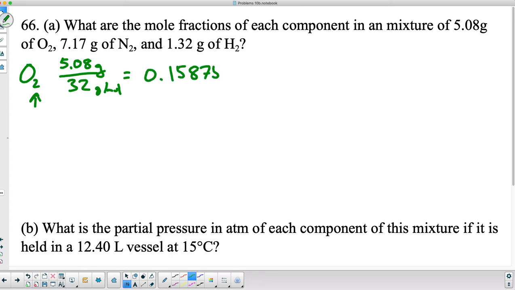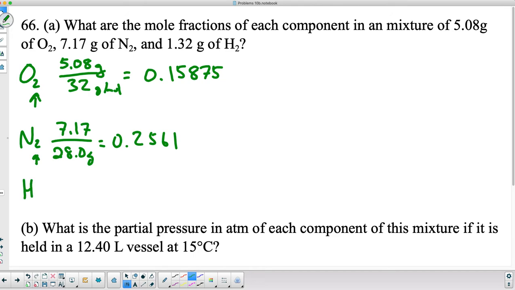I'm going to carry this out and round off at the end. That's the number of moles of O2. I do the same thing for N2: 7.17 divided by, now because of that N2, it's 14 times 2 is 28 grams, so 7.17 divided by 28 equals, and I get 0.2561 for this one. And my last one is for H2, and that is 1.32 grams divided by 2.0 grams per mole.